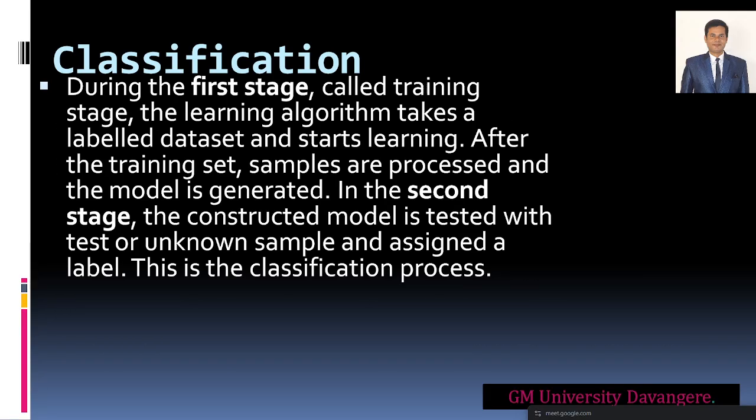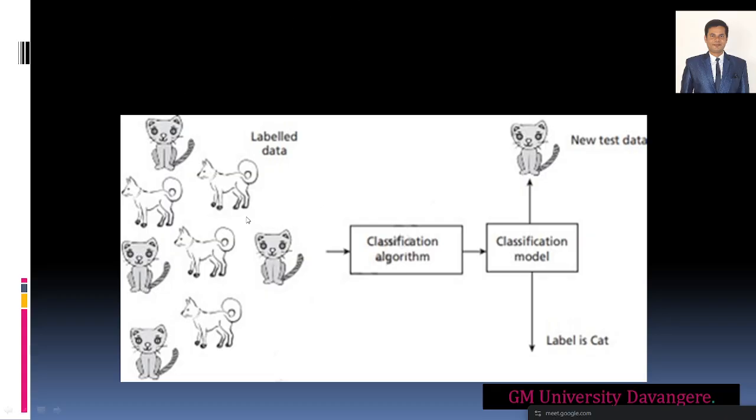Classification during the first step is called the training stage. The learning algorithm takes the labeled data sets and tries to understand the data. These are the labeled data sets I have just trained. There are dogs, puppies, and some cats. Based on this, I'm labeling the data: this is the cat, these are the dogs. I'm just labeling the data.